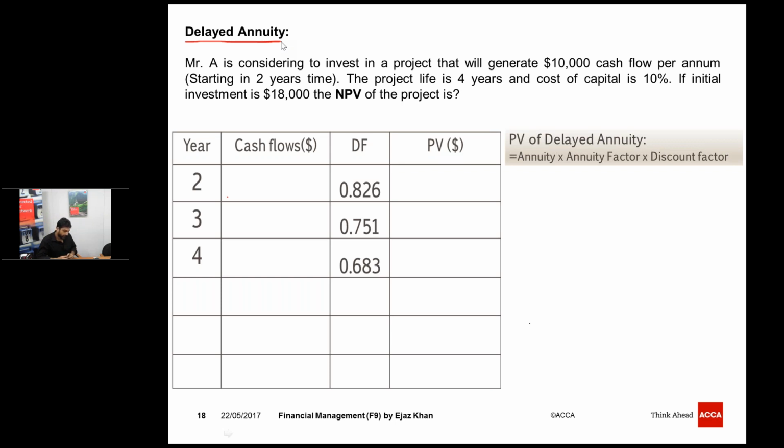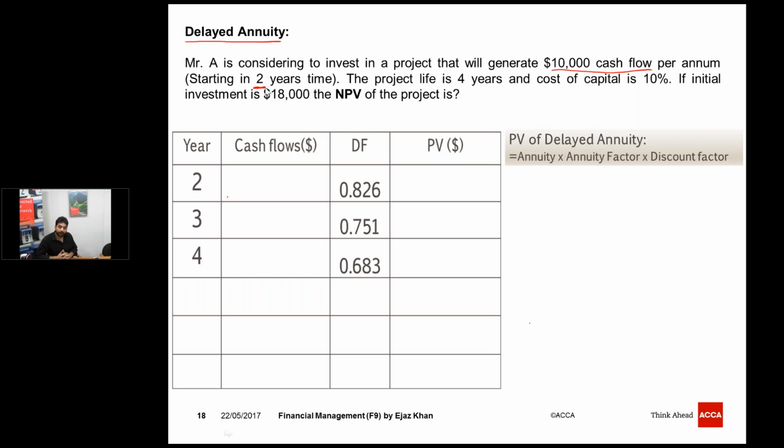Look at this example of delayed annuity. Mr. A is considering to invest in a project that will generate $10,000 cash flows per annum. More importantly, it starts from year 2. So it's not a normal annuity. It's an annuity that is starting from year 2. And remember, the normal annuity starts from year 1. The project life is 4 years and the cost of capital is 10%. If initial investment is $18,000, the NPV of the project is what we have to calculate, the net present value in this case. So how do we do it?